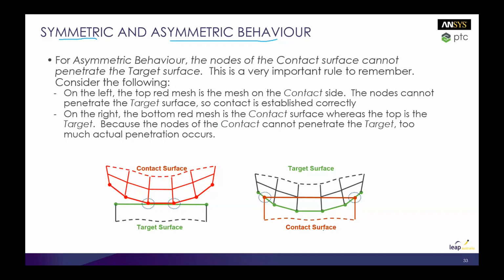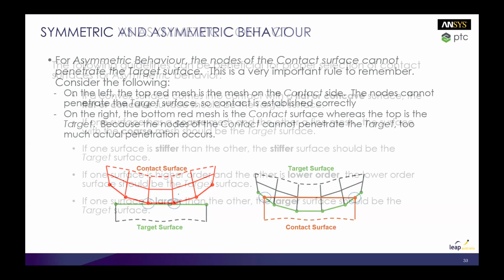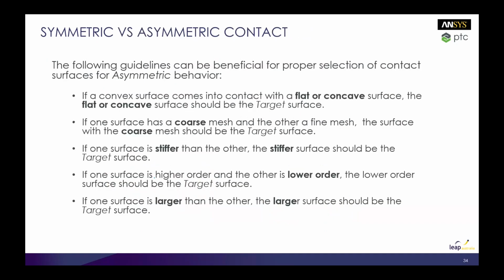On the right here, the red is again the contact, but it's much coarser. So you can see that the target surface is able to penetrate because these target segments are crossed by that node. This artificial penetration that you get will obviously affect your solution. So how do you decide which to use as the contact and which as the target? If you do need to do that, the following guidelines enable you to select.